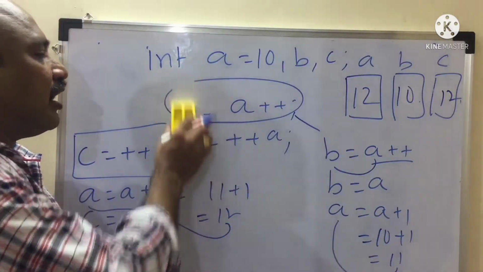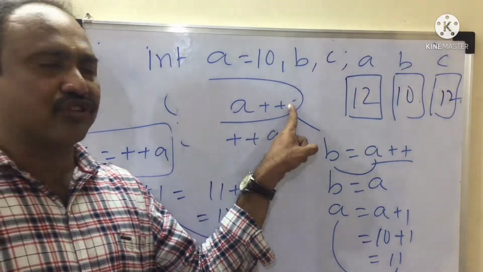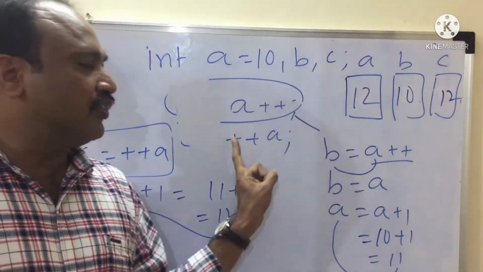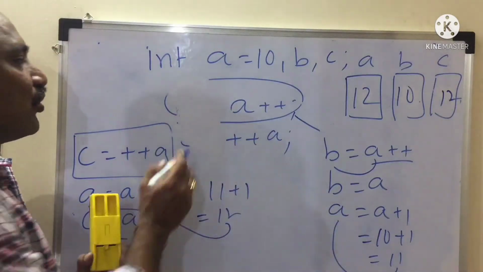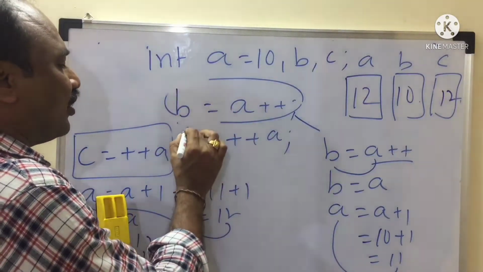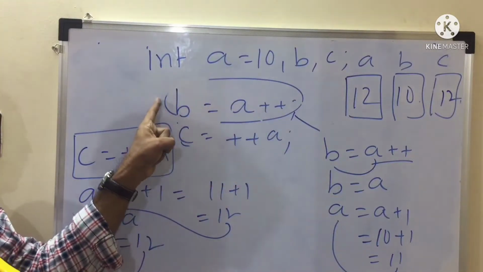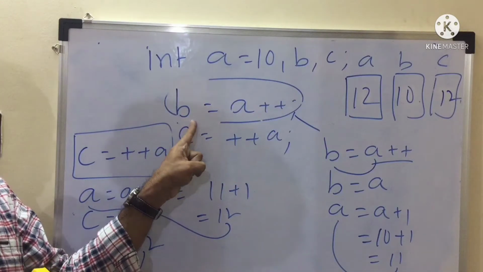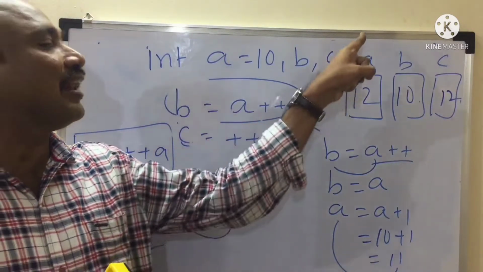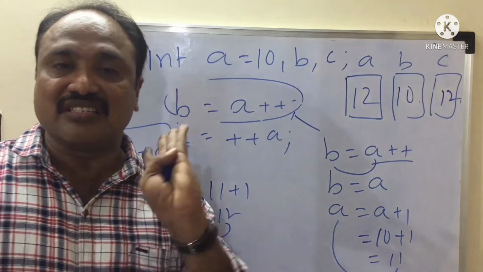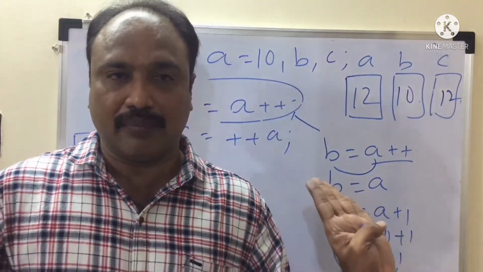Simply if you write A plus plus or plus plus A, nothing will happen. Here in this case also, A value will be increased. In this case also, A value will be increased. If you write like this only, you cannot find the difference. To store the result of this, if I use a separate variable, clearly we can find the difference. This is the fundamental difference between pre-increment and post-increment.